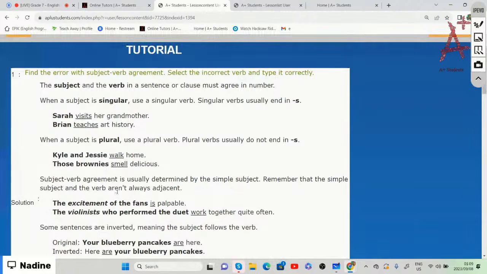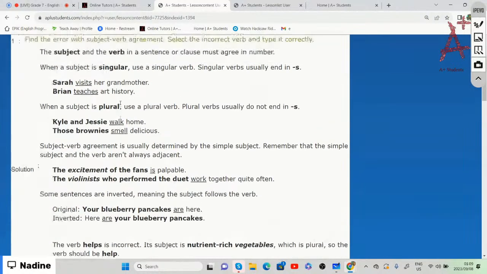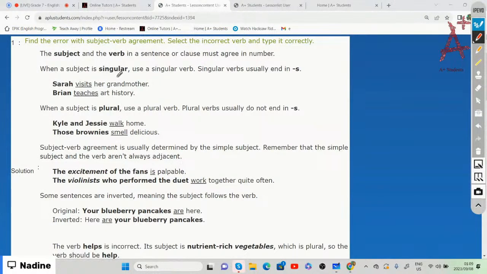All right, so we need to basically find errors with subject-verb agreements. And when a subject is singular, which we mentioned earlier, we use a singular verb, which means that singular verbs usually end in S, or we add an S. So basically the singular verbs end in an S.